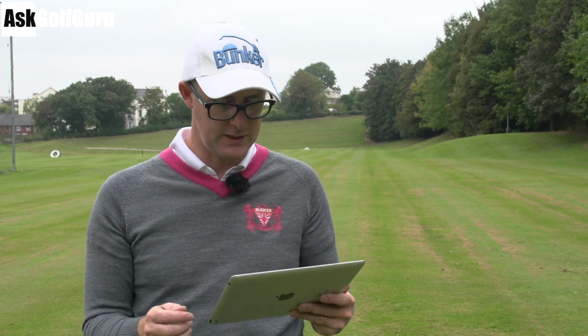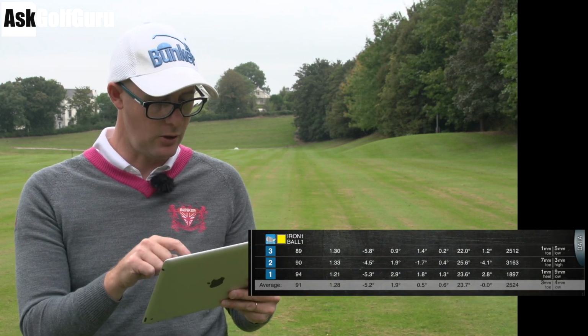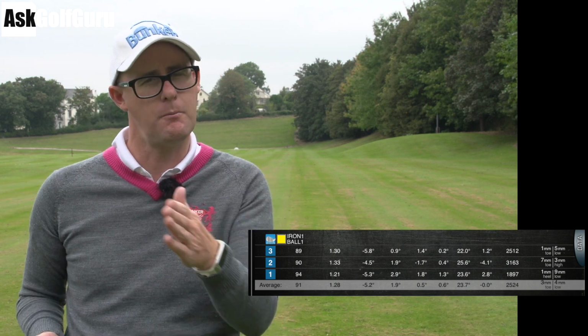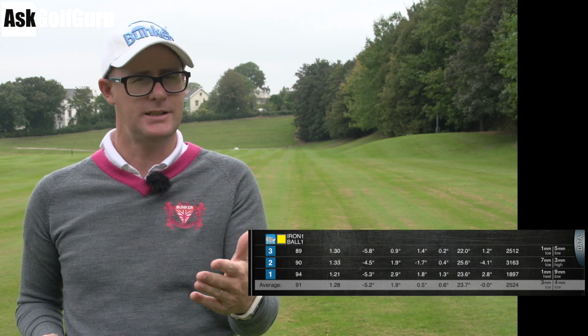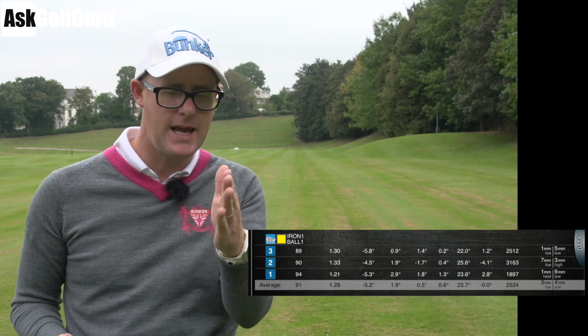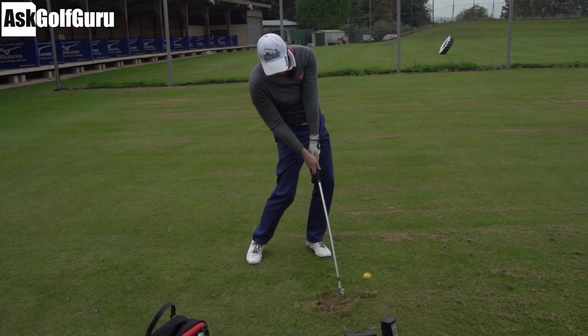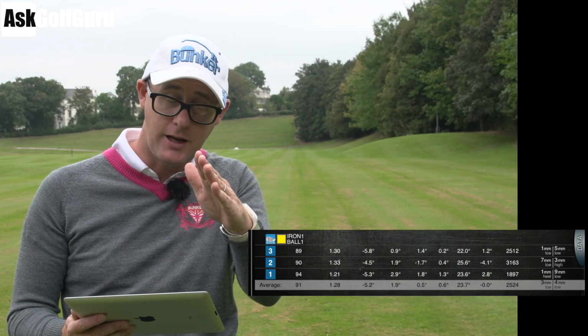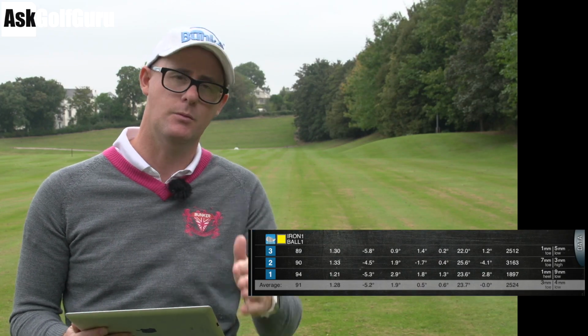If we look at the first set of shots here, dynamic loft is the key number. 23.7 is the dynamic loft I'm presenting at impact. I was hitting a 6-iron, and that's the loft pre-hitting the ball, as close as that machine can measure to my club touching that ball. So the dynamic loft is the loft as the club is coming into impact.